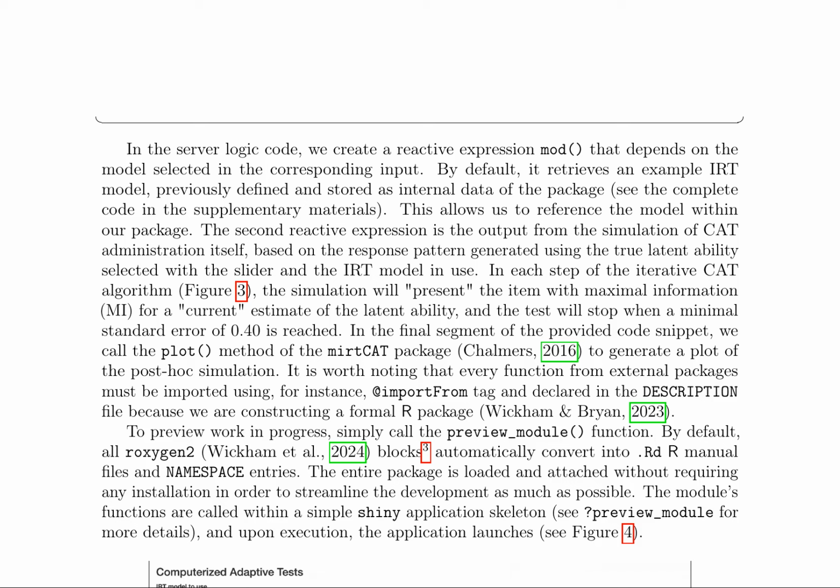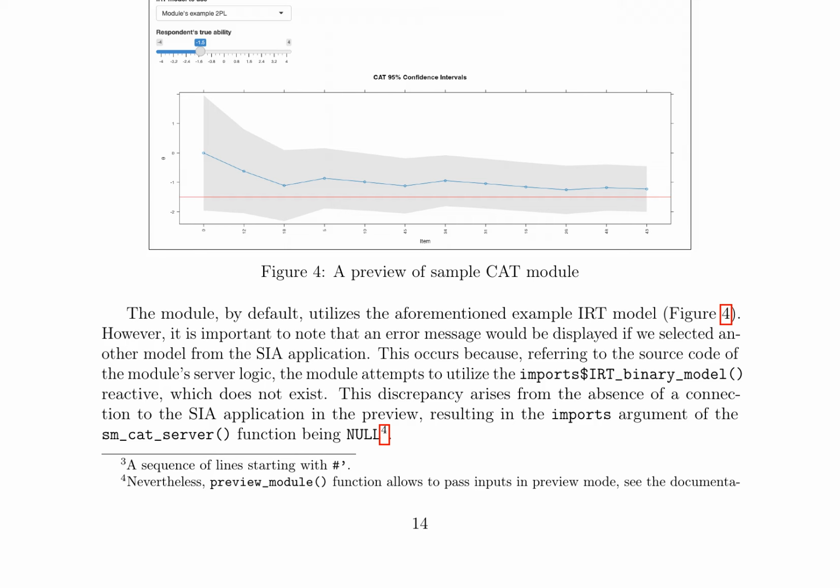To preview the work in progress, the preview_module function can be called, which loads and attaches the entire package without requiring installation. This function utilizes Roxygen 2 blocks to automatically convert into Rd manual files and namespace entries. The module's functions are called within a simple Shiny application skeleton, and upon execution, the application launches.